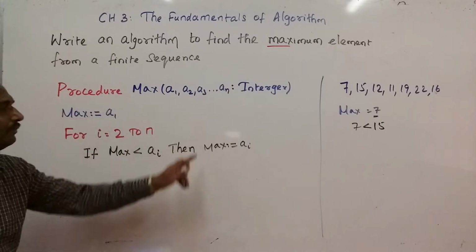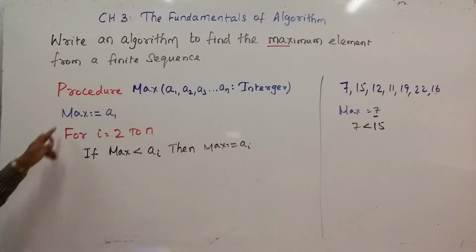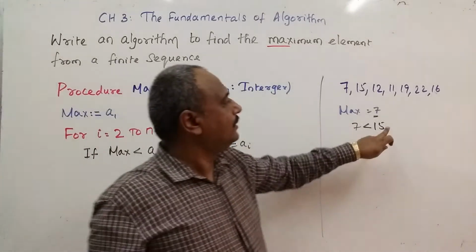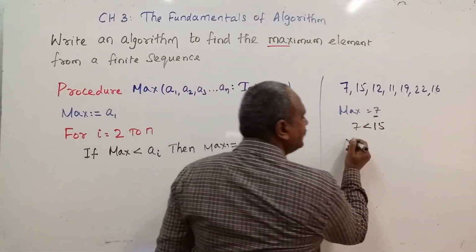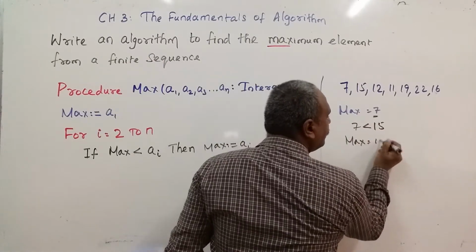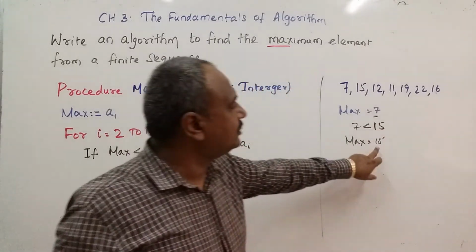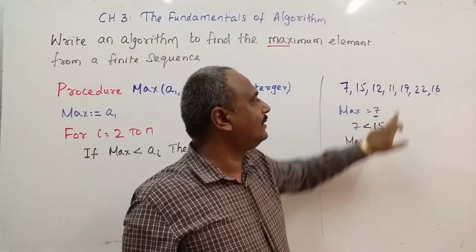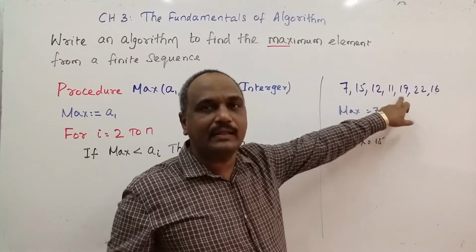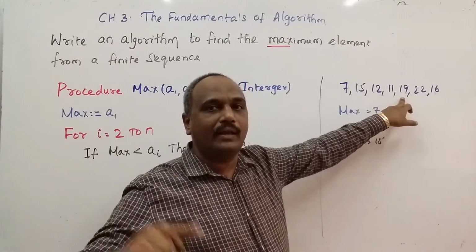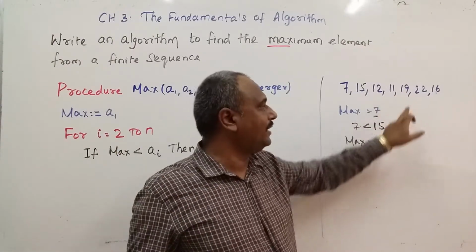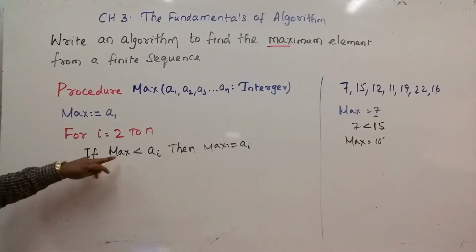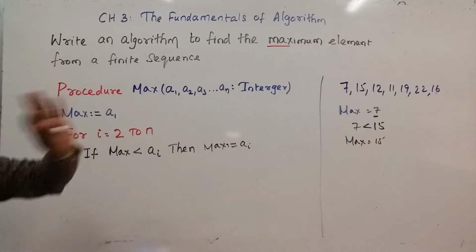This will keep looping in a loop. It will work until the last number. Then it will compare with 15, so in this place max will become 15. Correct? And then this 15 will be compared with 12, then with 11, then 19. Whenever we get a big number, the value will be automatically replaced. And finally, we will have the value of max as the big number.